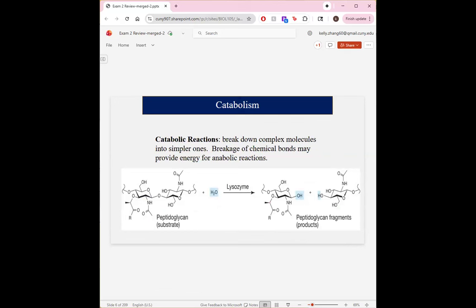For catabolic reactions, complex molecules are broken down into simpler ones, and energy is released from the breaking of the chemical bonds. So energy output is released. Here we have one complex molecule, the bonds are broken, and we have two simpler molecules as the product. Then we have exergonic and endergonic reactions.